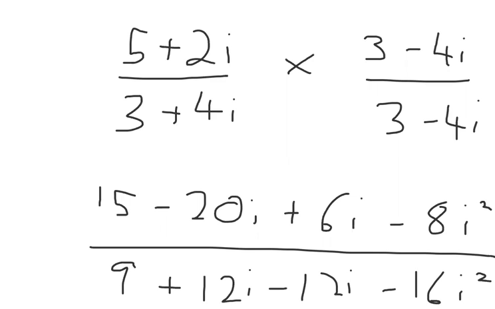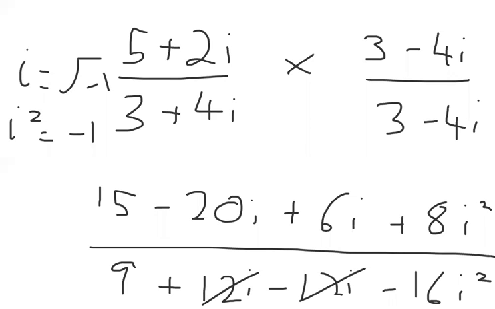Now we can see straight away that the 12i minus 12i, those two cancel out. And then we can see that we have an i squared. Now you're probably wondering what is i squared? But if you remember, i equals root minus 1, so i squared equals minus 1. So we can change this. So minus 8i squared becomes minus 8 times minus 1, which is plus 8. Minus 16 times minus 1 is plus 16.